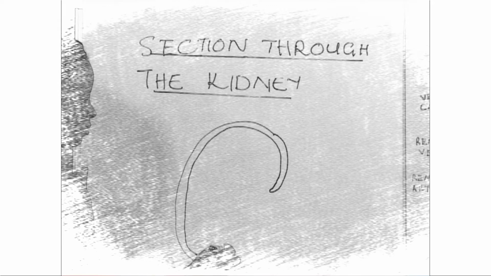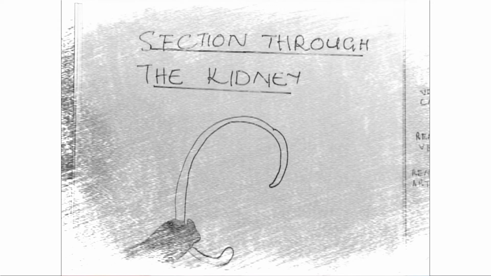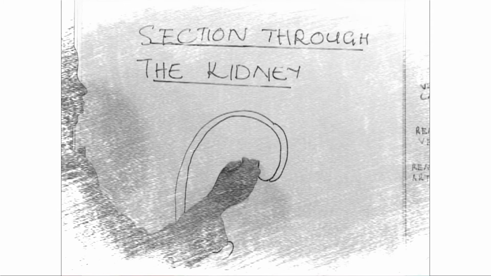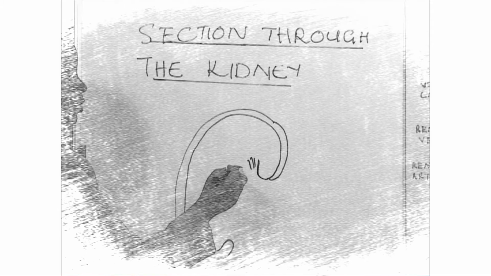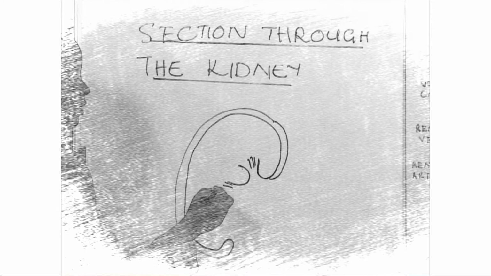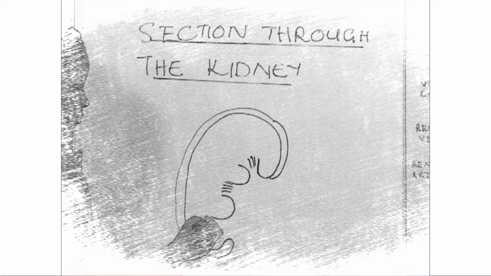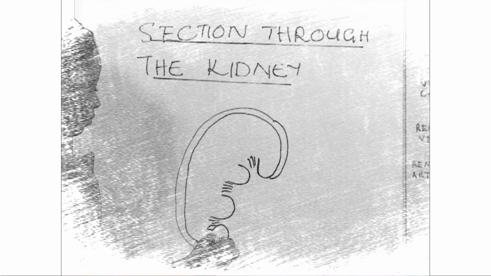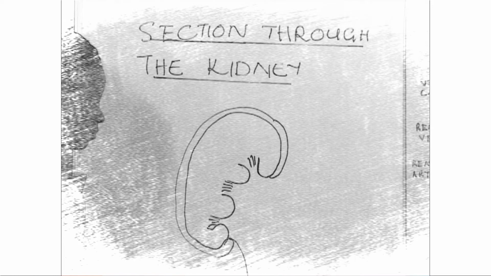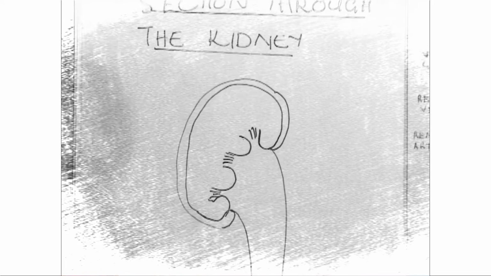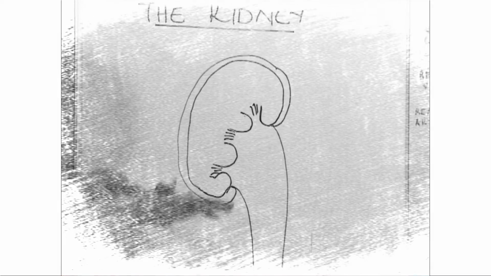So this is the section through the kidney. So we are trying to draw the section through the kidney. Now what we are going to do, we'll label the diagram. So like I said, the outer part, we call it the cortex.